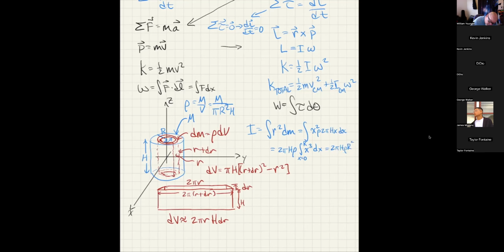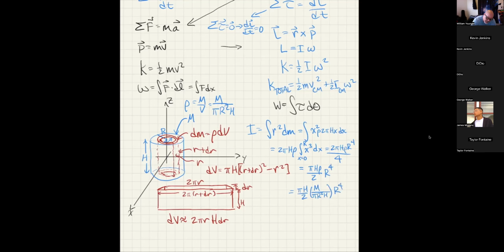r to the fourth over 4. Of course, that is equal to pi h rho over 2 times r to the fourth. But now we can use the fact that the density is m over pi r squared h, and we'll get pi h over 2 times m over pi r squared h times r to the fourth.